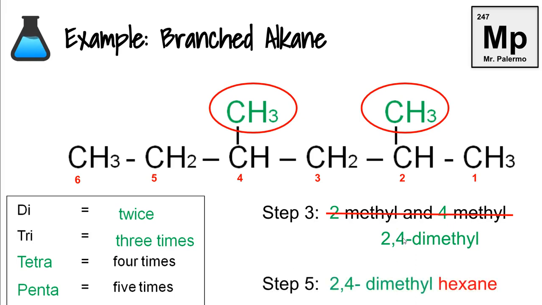And so lastly, putting it all together, the name of this branched alkane is going to be 2,4-dimethyl, meaning two methyl groups on the parent chain, which is a hexane. So 2,4-dimethyl hexane.